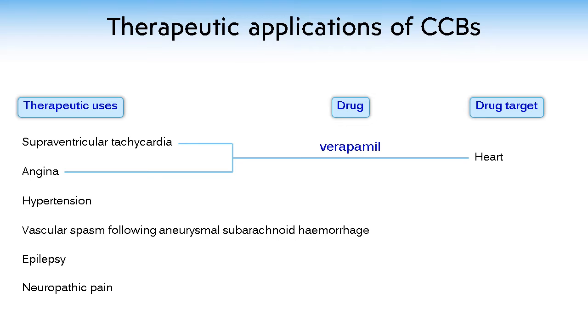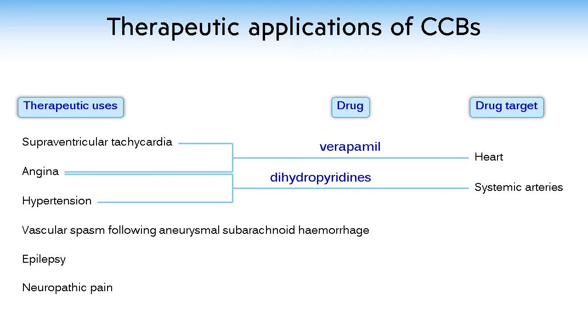Like hypertension, angina can also be treated by dilating the systemic arteries. There is a group of calcium antagonists that do this selectively. They are known as the dihydropyridines. Another calcium antagonist used to treat angina and hypertension is diltiazem. It has both the vascular action of the dihydropyridines and the cardiac action of verapamil, although it is not as effective as verapamil against arrhythmias.